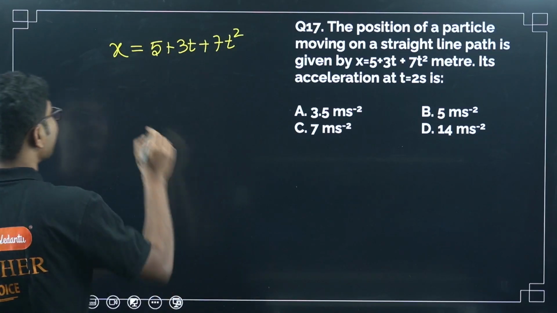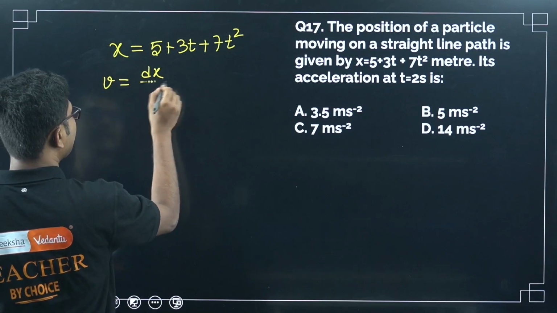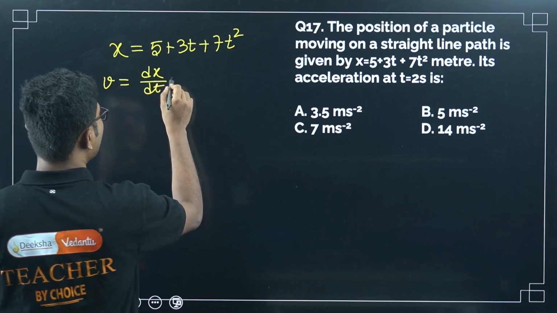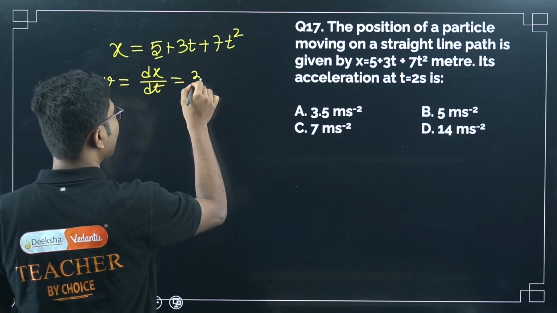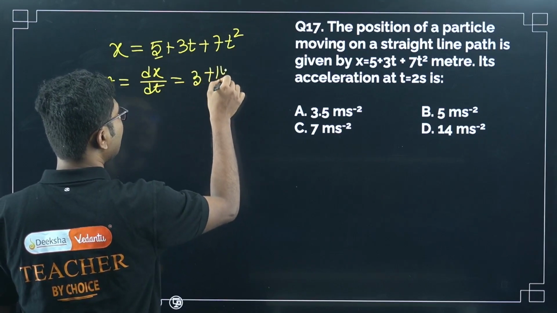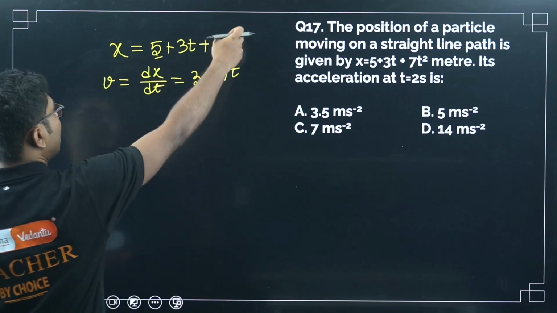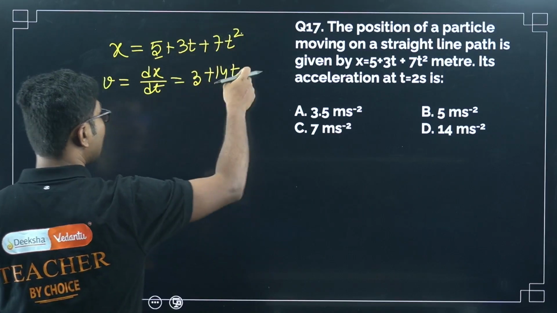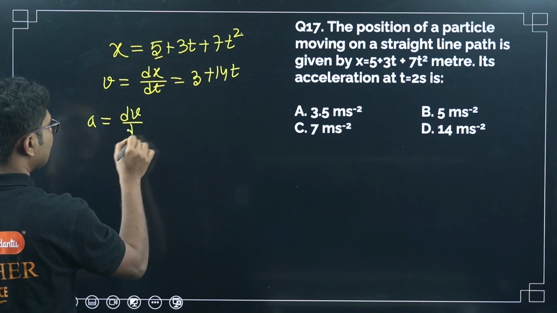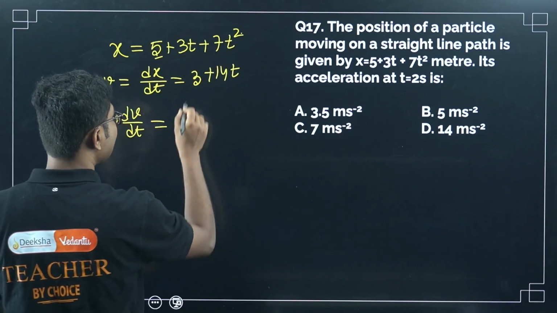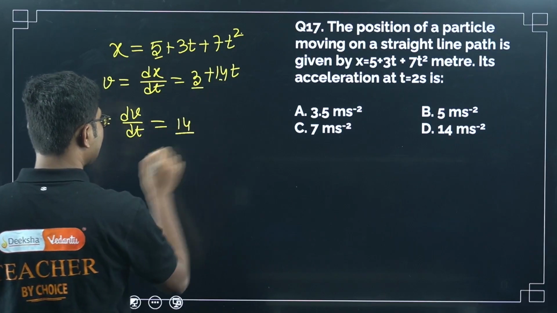To find acceleration, first you have to find the velocity. Velocity is dx by dt, right. If you do the differentiation, this one will be 0, this one will be 3, this one will be 14t, as the 2 comes down, so 2 sevens are 14t. Now what is the acceleration? Acceleration is dv by dt. So this will be 0 and this will be 14 only, so acceleration is 14.